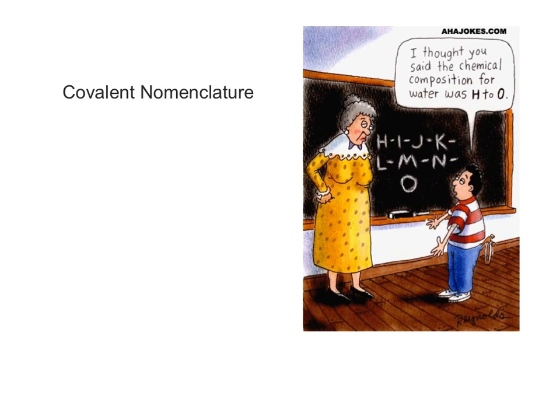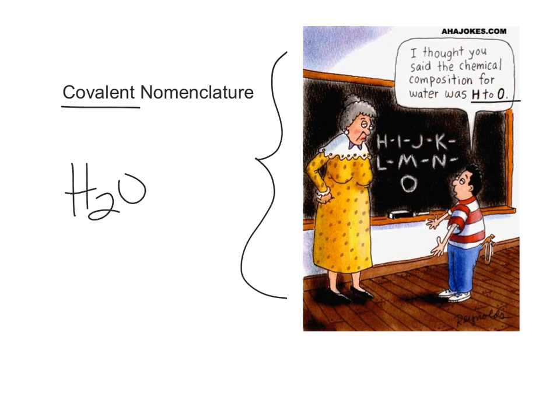Like I said earlier, we're going to focus on the covalent nomenclature system today. And here's a cute little joke. I thought you said the chemical composition for water was H2O. The student misunderstood that H2O would have this formula, and so he wrote out the alphabet H through O.